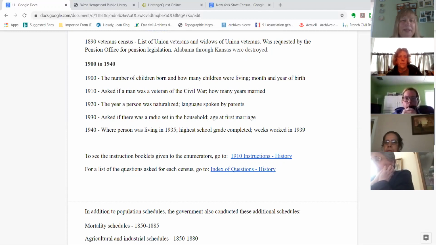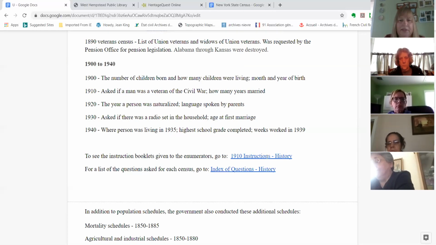And then our most recent census, the 1940, asks people where they were living in 1935, which could be a big help tracking your relatives. They also ask your highest school grade completed, and they have different codes for that. And they were also asking about employment, and they wanted to know how many weeks you had worked in 1939, because at that point they were, I guess, at the tail end of the Depression and trying to get an idea of what was going on in the employment area and how many people were back at work.